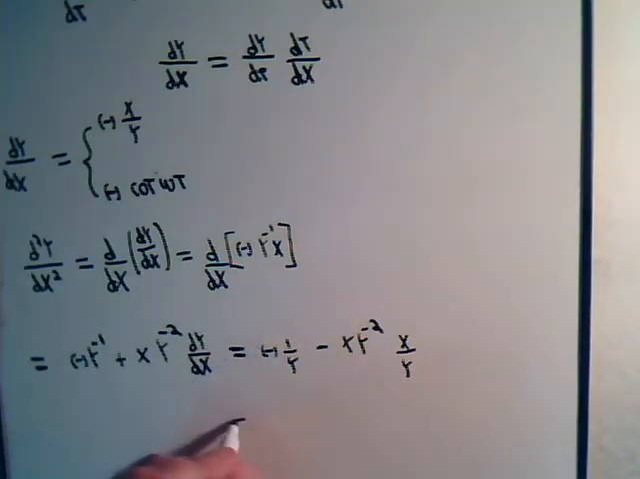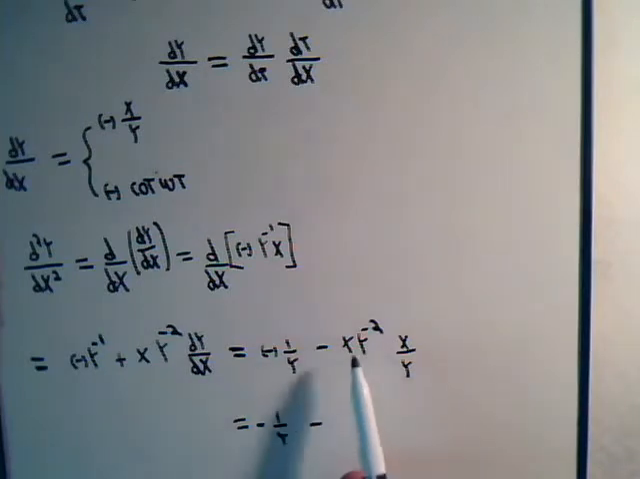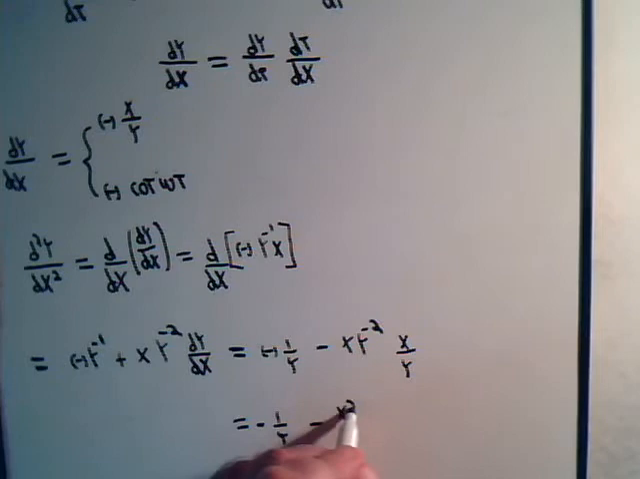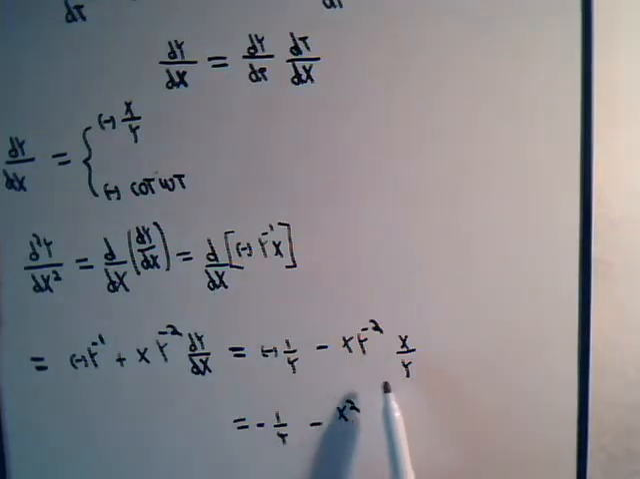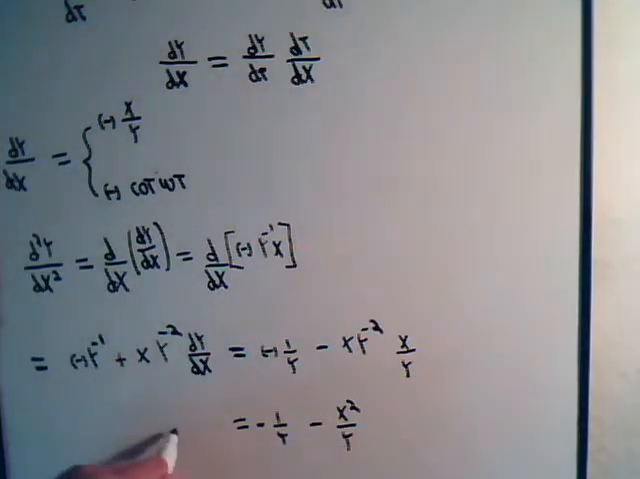This will be equal to minus 1 over y minus, and here we have x squared, and also x squared over y, and that is y squared, d squared y/dx squared. Minus 1 over y minus x squared over y.